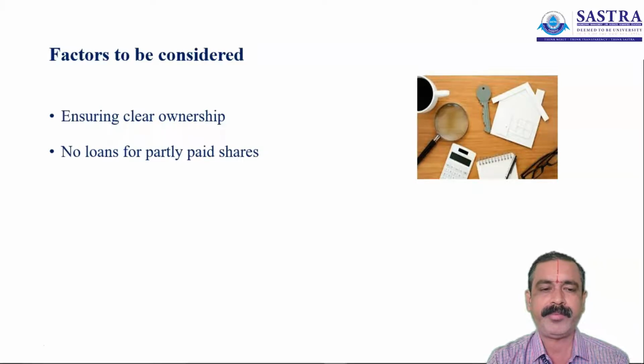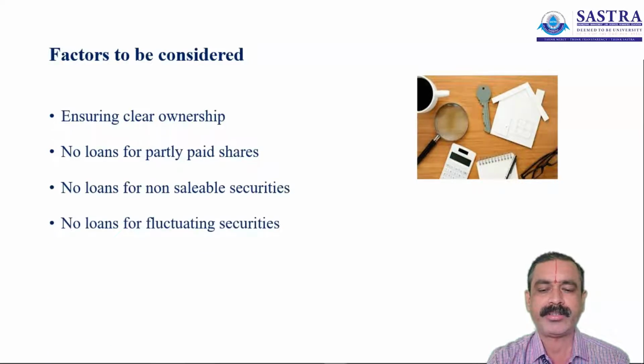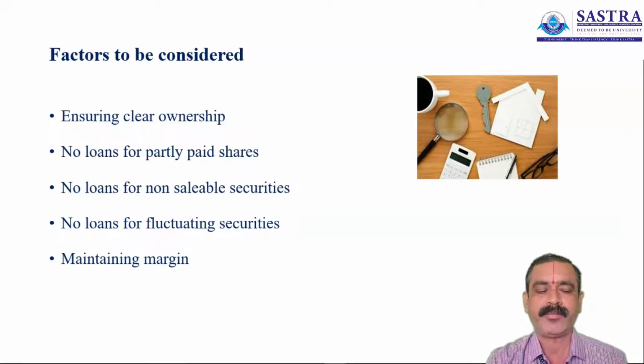Then do not lend against partly paid up shares. No loans for partly paid shares. And do not lend against securities which are not easily saleable in the market. The securities which cannot be sold out in the market should not be given advance. And do not lend against securities whose prices are subject to wide fluctuation. Once you lend against fluctuating securities, the advance will not be valued as you want in order to compensate in the near future, so you should not take into account fluctuating valuation securities. Then you must maintain a sufficiently wide margin between the loan money and the value of security. These are all the factors to be considered while advancing against such securities. Let's go to the next.